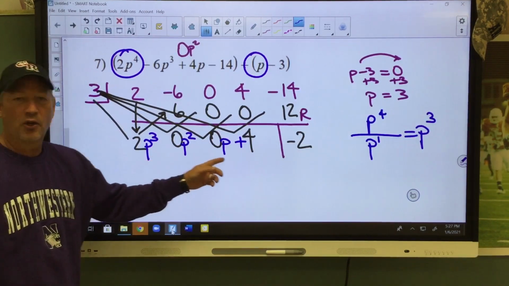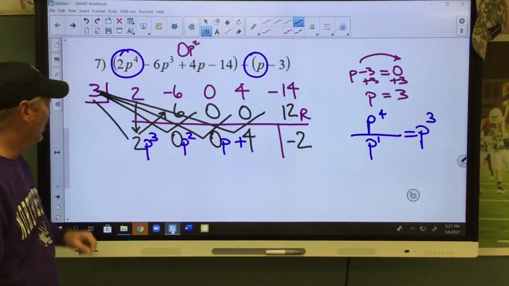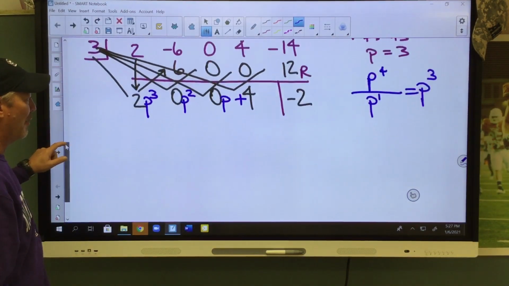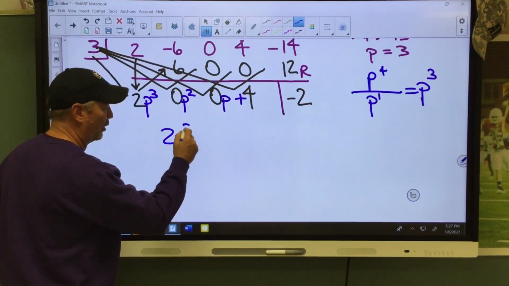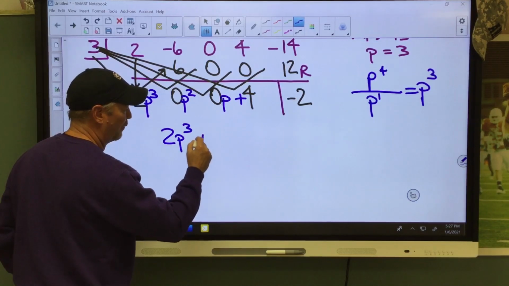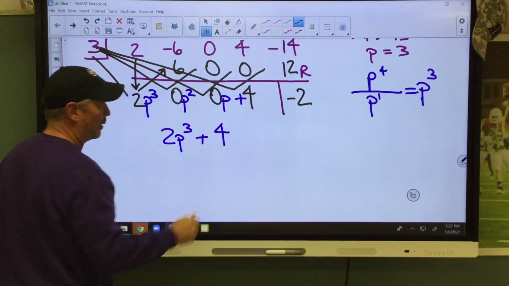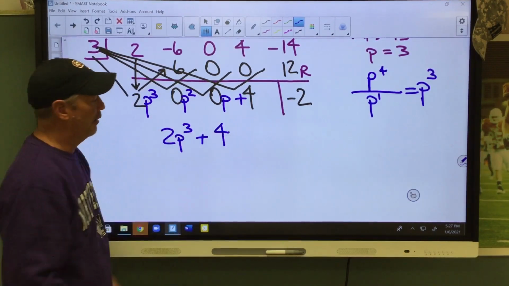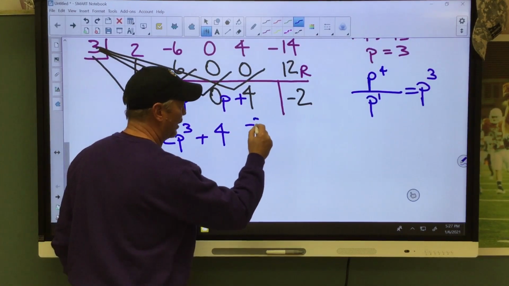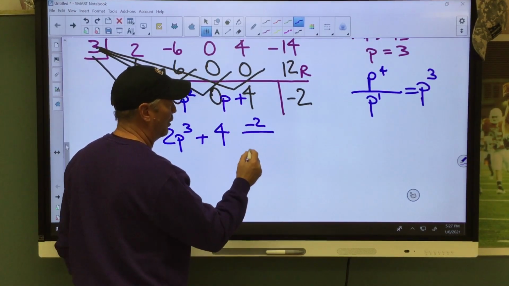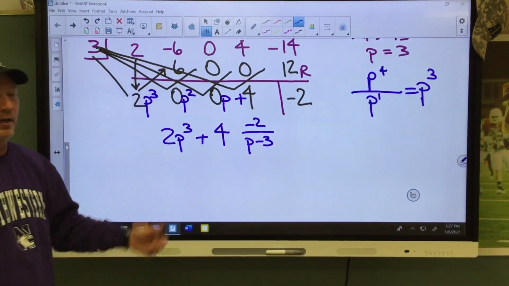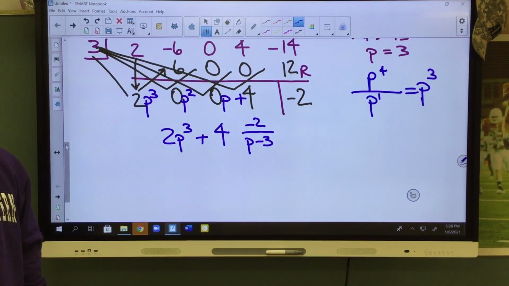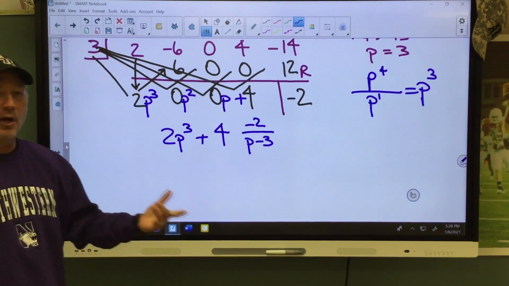Now, we really don't need these zeros. We don't need those in the problem. So in my final answer, we're just going to write 2p to the 3rd plus 4 with a remainder of negative 2 over p minus 3. There's your final answer. Okay? Let's try one more.